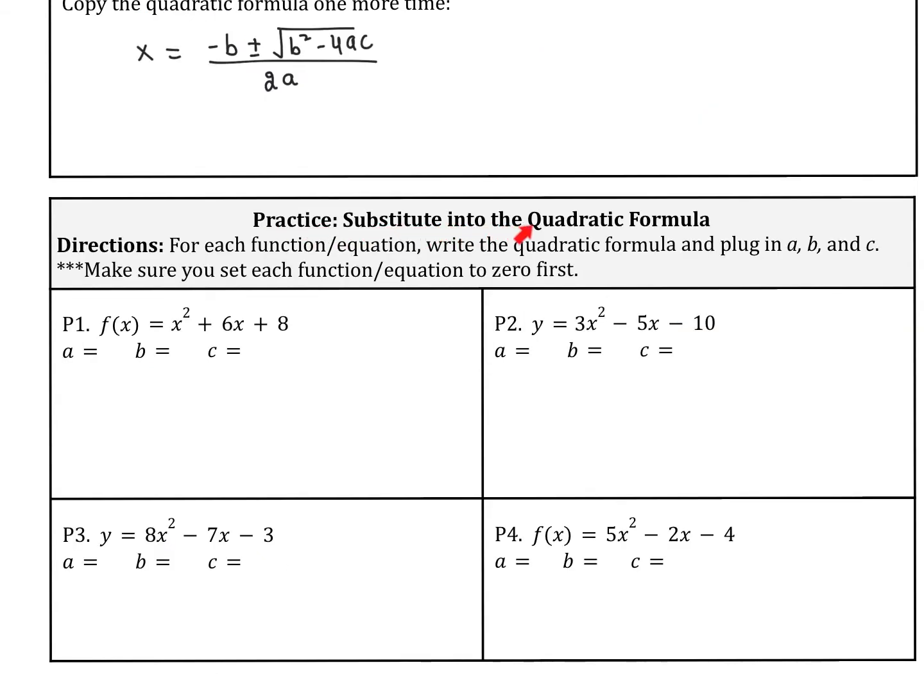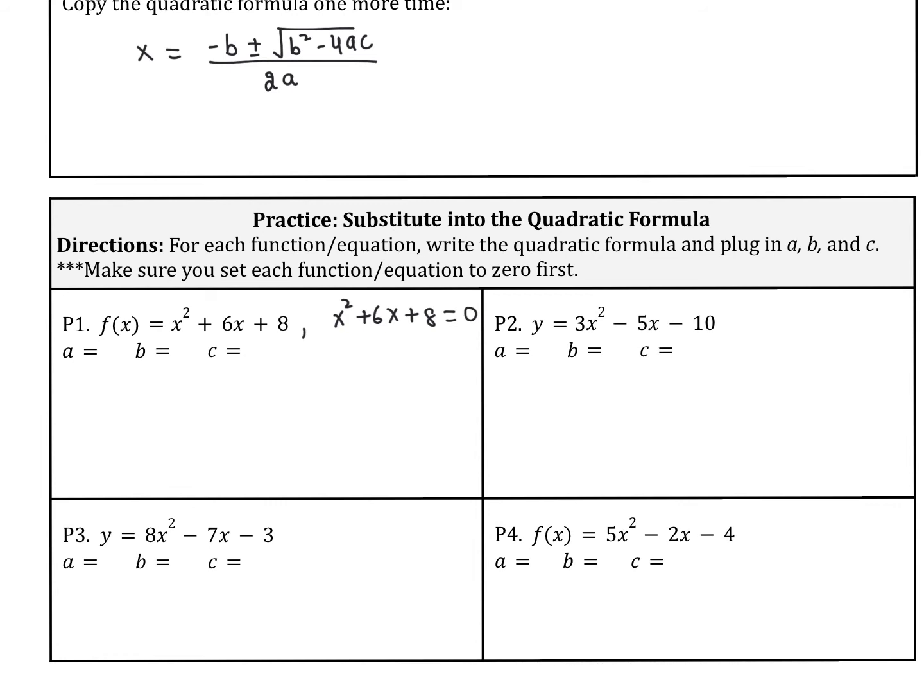Practice substituting into the quadratic formula. Directions. For each function or equation, write the quadratic formula and plug in a, b, and c. Make sure you set each function or equation to 0 first. So this is the function right now. In order to solve this, we are going to set this equation equal to 0. So x squared plus 6x plus 8 equals 0.